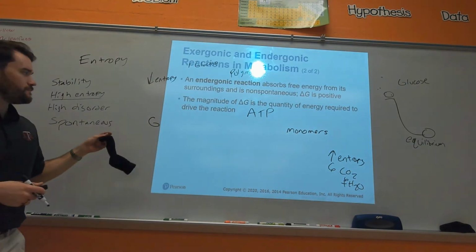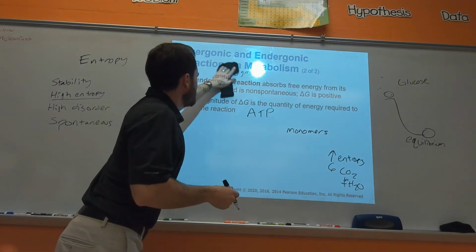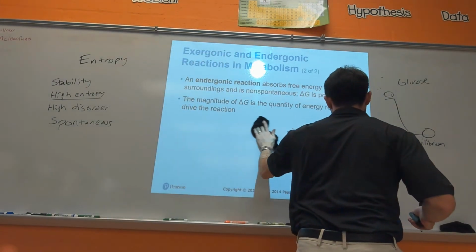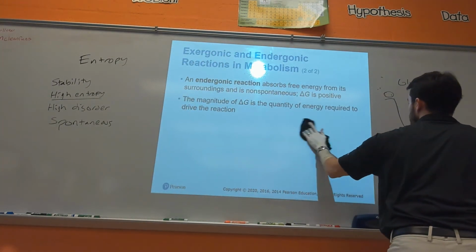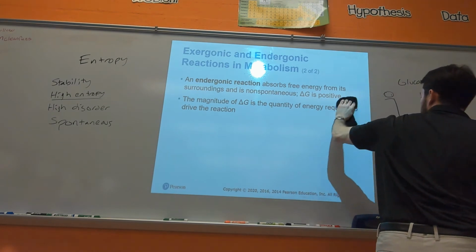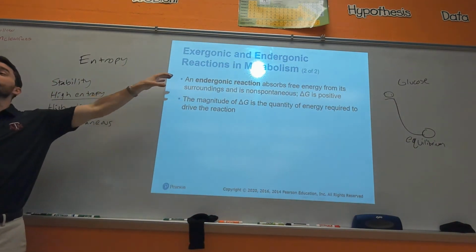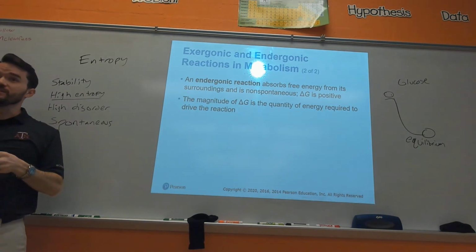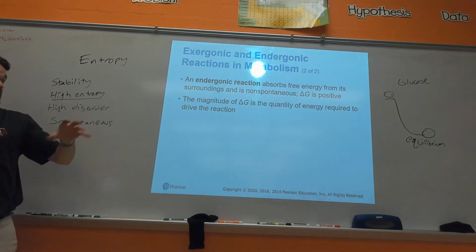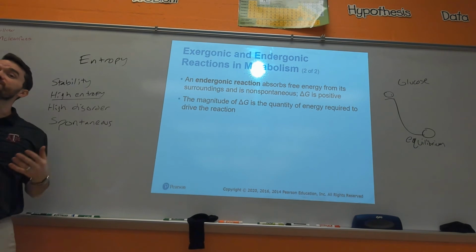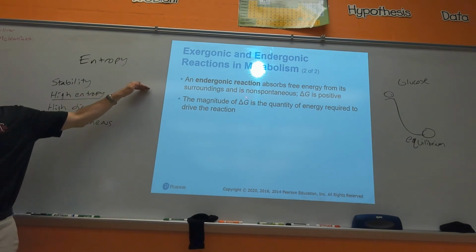All right, now then, endergonic. Endergonic is the opposite of exergonic. We have to put in energy. We talked about endergonic last time. You have to put in energy in an endergonic reaction. You have to absorb free energy. Where does that free energy come from? You could get it from an exergonic reaction, and use that free energy to drive it.